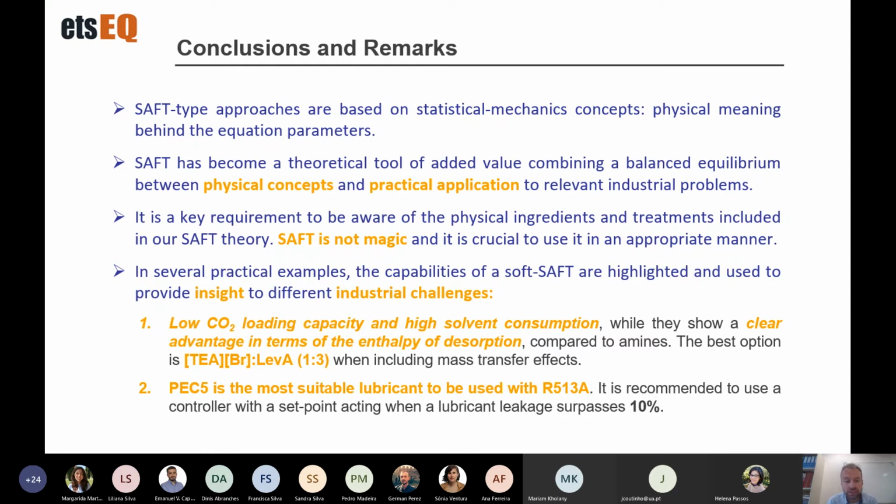I have shown two examples where we have seen that CO2 and the eutectic solvents can be modeled with soft-SAFT in an approximate manner and can be used to describe the solubility and other properties related to CO2 capture, and also how different molecules such as lubricants and refrigerants can be modeled in order to find a solution to a practical industrial problem.